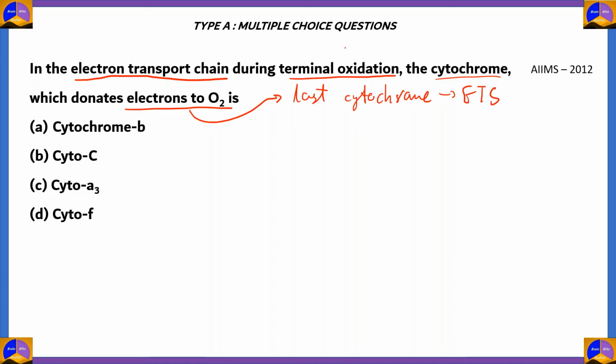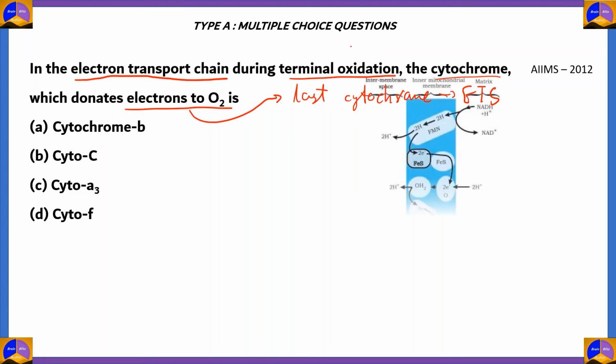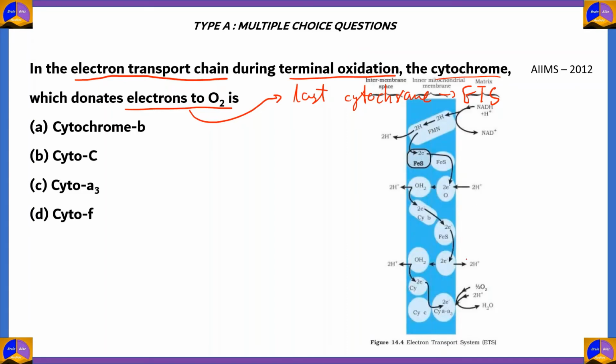So let's embed the picture for the electron transport system. Now, as you can see, cytochrome A3 is the final cytochrome present in the ETS, and it donates electrons to O2 in order to form water. So therefore, option C, cytochrome A3, is the right answer.